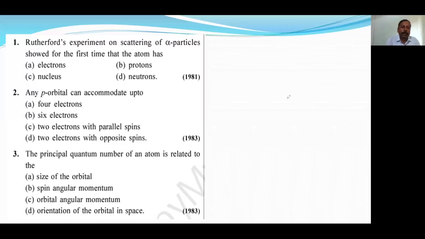Here Rutherford experiment, actually it was a very successful experiment regarding the atom, but it was limited only to the nucleus. It was limited only to the nucleus. And this is a very famous question. Any p orbital, this is p orbital. So people are confusing about p orbital and p subshell. This is p orbital. Now it will be p subshell.